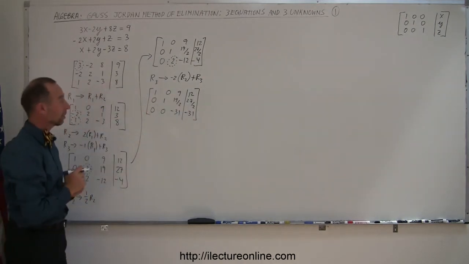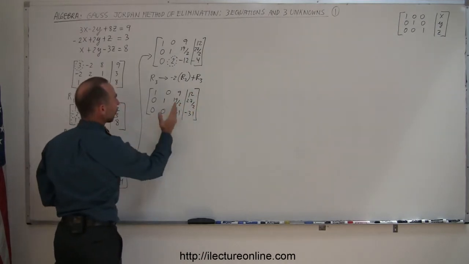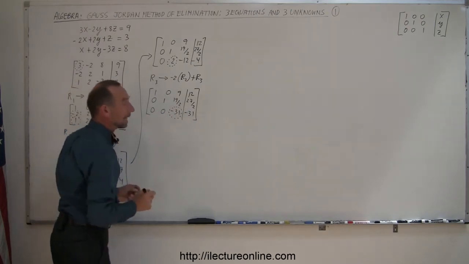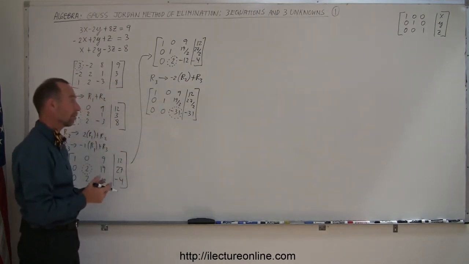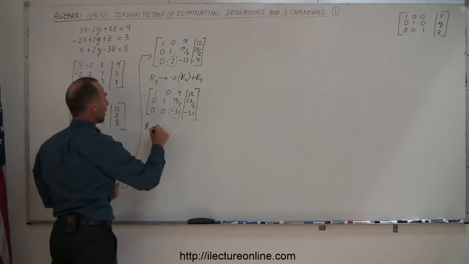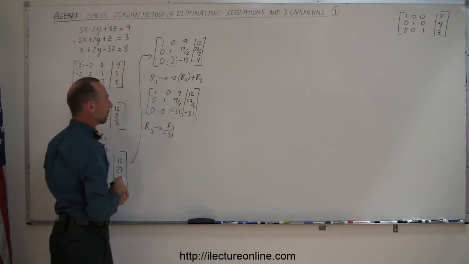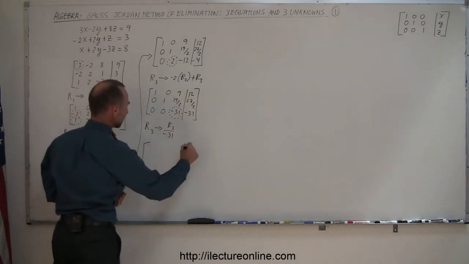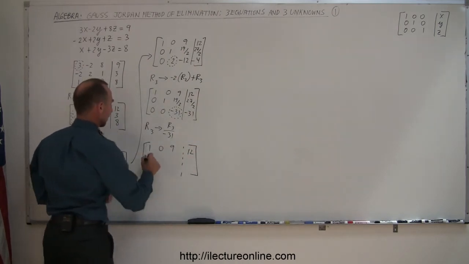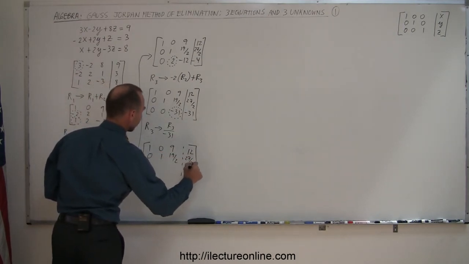All right, I'm getting closer now. I already have the first 2 columns looking the way I want to. Now we go to the third column. I start with taking this number right here, and I want to turn that into a 1. To do that, I have to divide this by a negative 31. So row 3 becomes row 3 divided by negative 31. Okay, if I do that, the other 2 rows stay the same. So this becomes a 1, a 0, a 9, and a 12. 0, 1, 19 over 2, and 27 over 2.